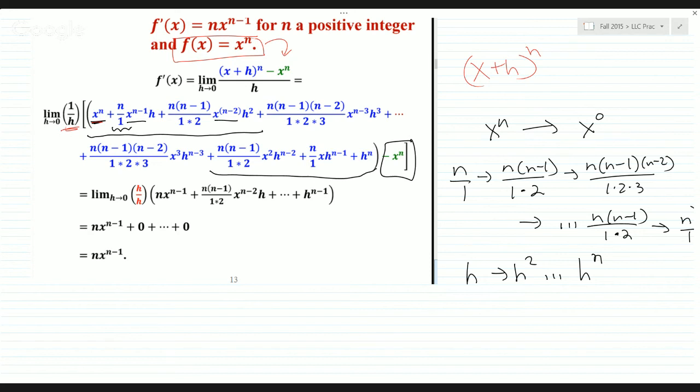On my exam, I actually didn't have it all memorized. I just wrote x to the n's and h to the n's and whatever, put some dot, dot, dots in there and made it equal to n times x to the n minus 1. I lost points, but I didn't lose everything.